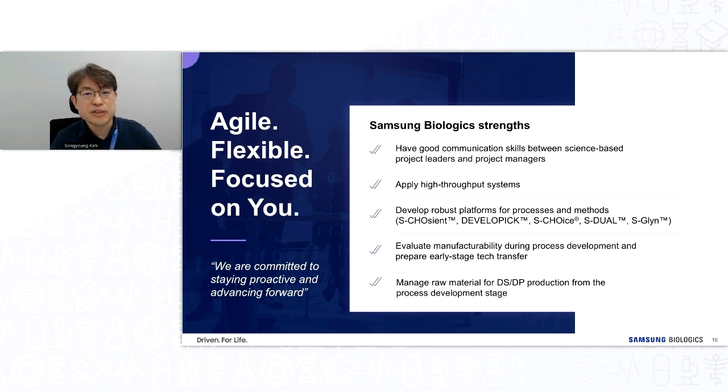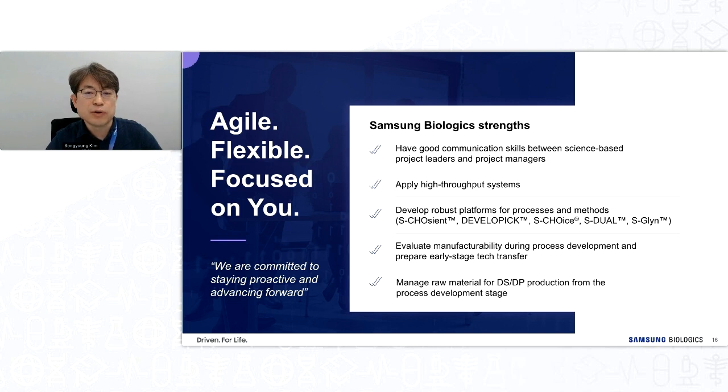With the technical strategy we are implementing, our team at Samsung Biologics is dedicated to accelerating our timeline while maintaining high performance. Here are the key factors contributing to this endeavor. First, effective communication is one of the key aspects of our service. Our team fosters open communication across all functions based on scientific and data-driven insight. Next, we leverage high-throughput systems, which are designed for speed and cost effectiveness.